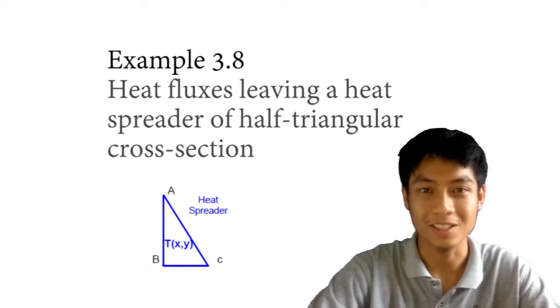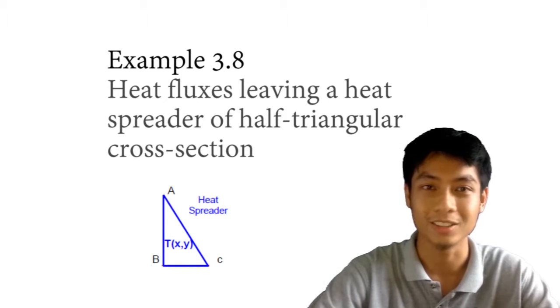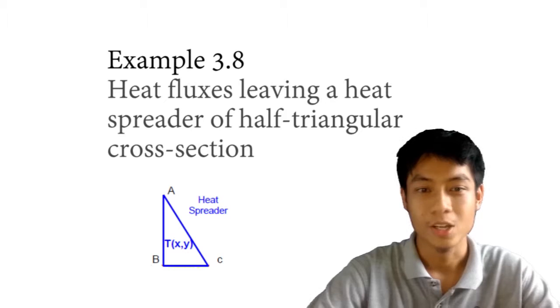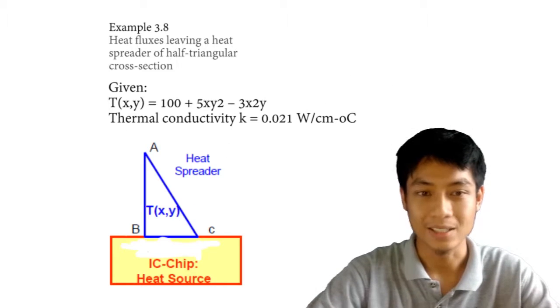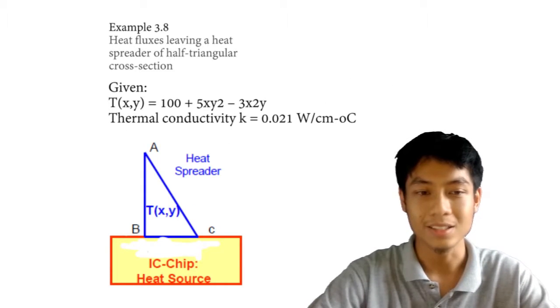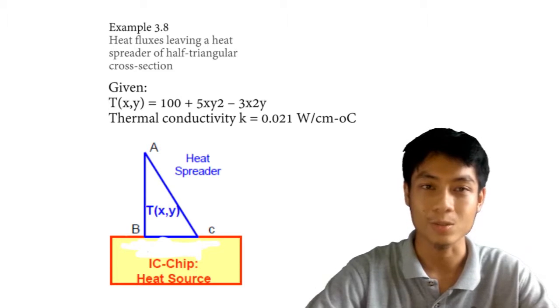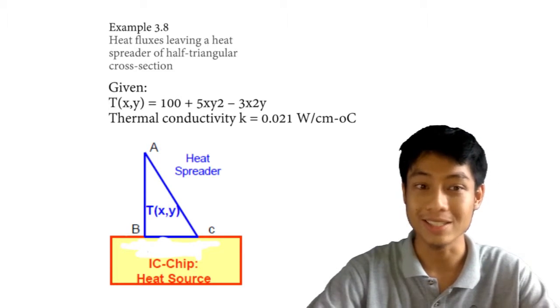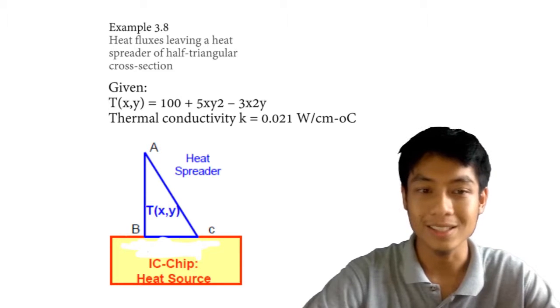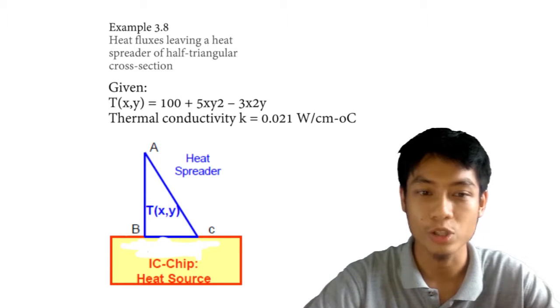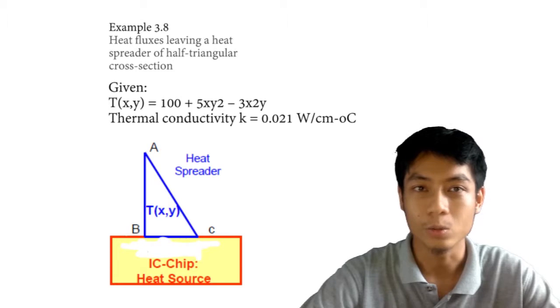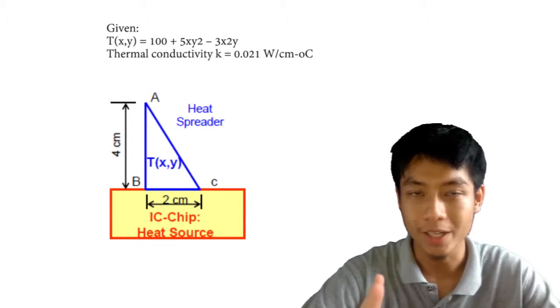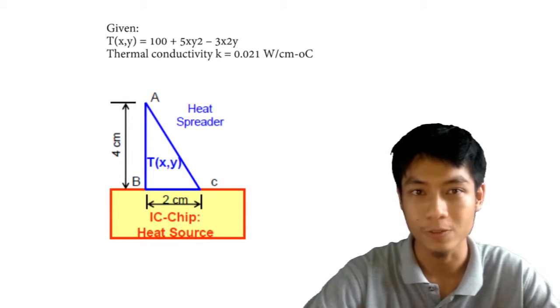Hello everyone. Okay, we are going to look into example 3.8, where we can see the heat spreader in a triangle on the heat source of an IC. It is given that T is equal to 100 plus 5xy squared minus 3x squared y, in degrees C, and the thermal conductivity K is equal to 0.021. If we look at the heat spreader, the height is 4 cm and the width is 2 cm.